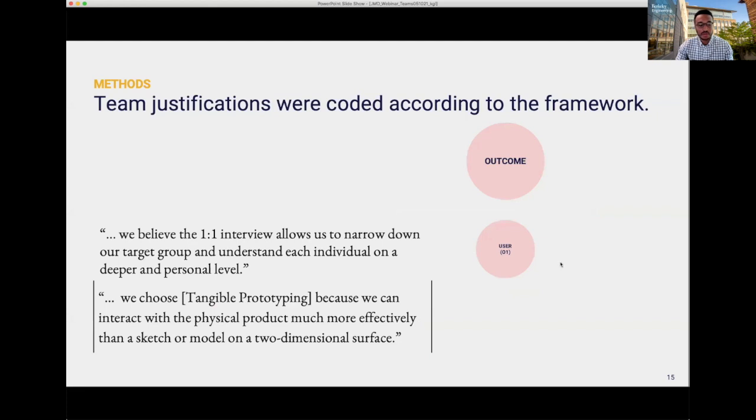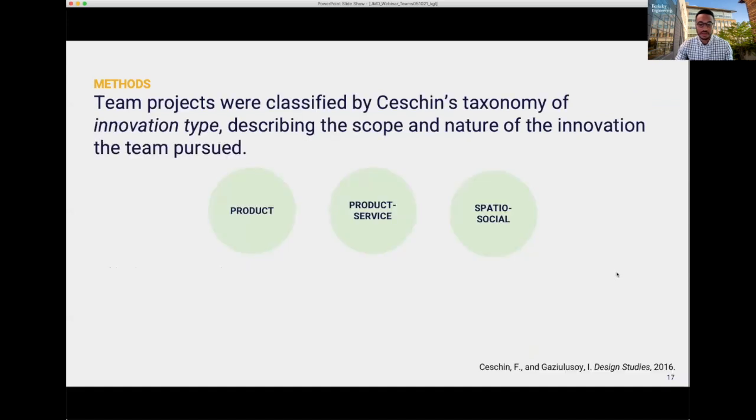And the one on the bottom here, we see that a team is selecting a method, tangible prototyping, so that they can interact with the physical product more effectively compared to either a sketch or a model that they might develop. And so this is a product-based outcome code. Now, in addition to these different decision-making codes, we also are classifying the innovation type that the project falls within using Sestian's taxonomy. And so all of the project topics were coded as being product-focused, product service-focused, or spatio-social focused.